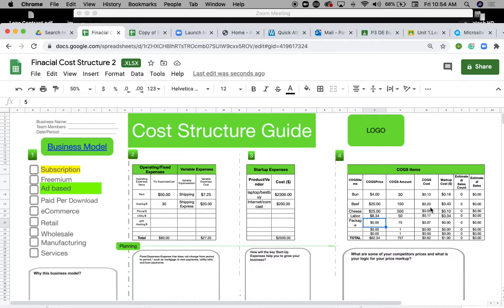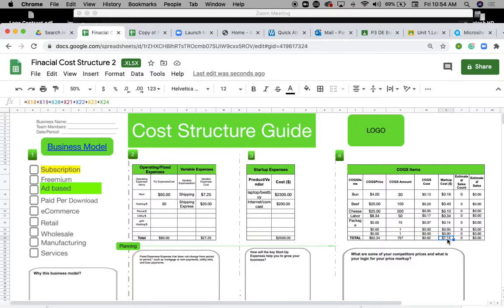So now let's factor in the markup. How are you going to make money on this? I'm going to say the rule of thumb, I'm going to mark this up 2 times. So 13 times 2, 26 cents. 20 cents times 2, 40 cents, and so on. That gives me a selling price of $1.14.